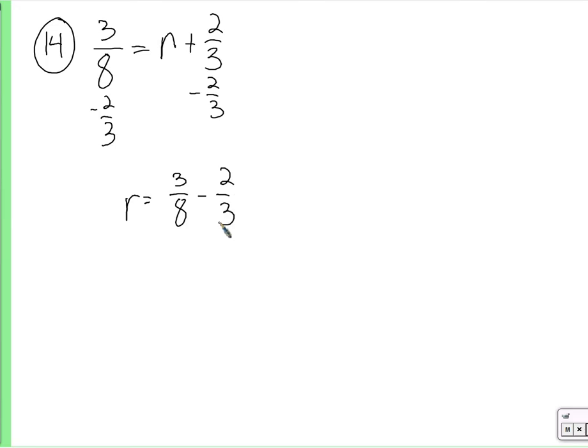Is that 1 over 5? 3 minus 2 is 1, and 8 minus 3 is 5? No, it's not. I cannot take 2/3 away from 3/8 because thirds and eighths are different sizes, right? We talked about that before. Eighths are smaller than thirds. I can't take a big old third from an eighth. I don't really know what that would look like. It's like taking an apple away from an orange.